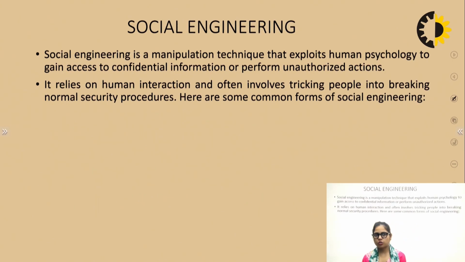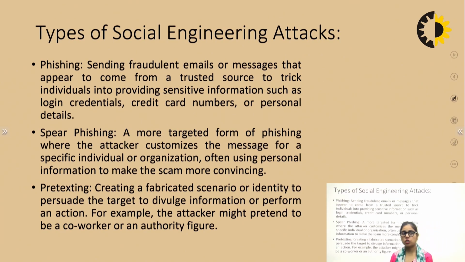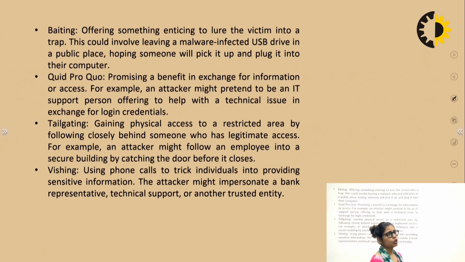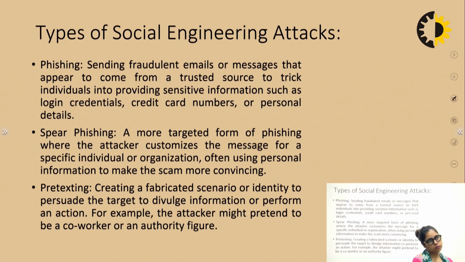Now, what is social engineering? Social engineering is basically a manipulation technique that exploits human psychology to gain access to confidential information or perform unauthorized actions. It relies on human interaction and often involves tricking people into breaking normal security procedures. Some common forms of social engineering are phishing, spear phishing, pretexting, baiting, quid pro quo, tailgating, and vishing. These are the different types of social engineering attacks.